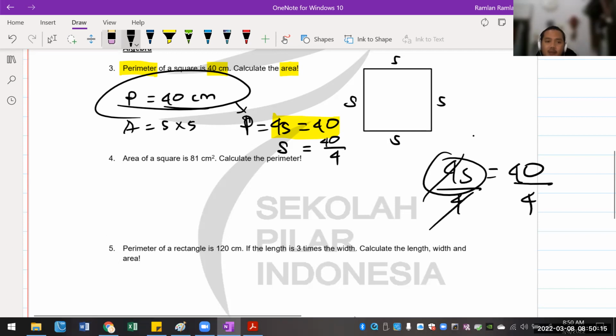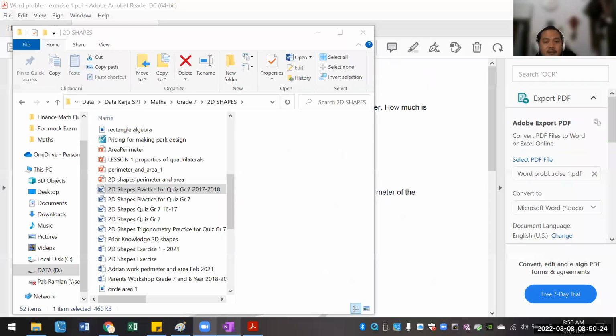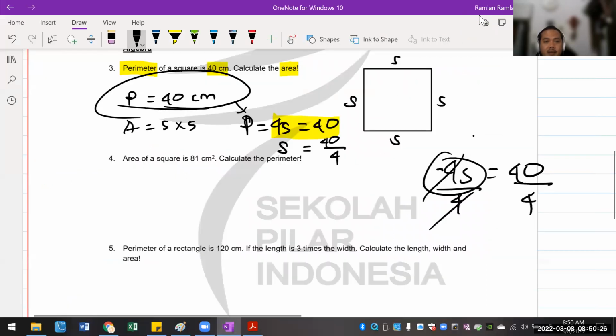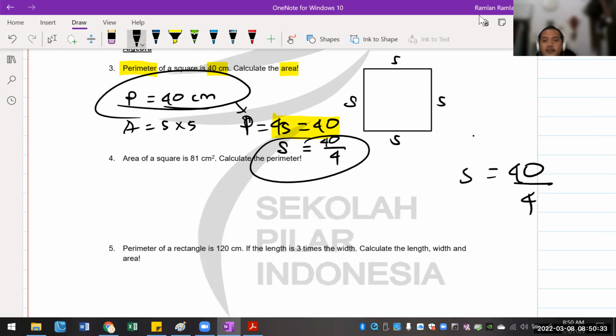So we can just, oh, I don't need to write down that 4 in front of the s, right? Wait, just a moment, guys. This still keeps having errors. Okay, just a moment.